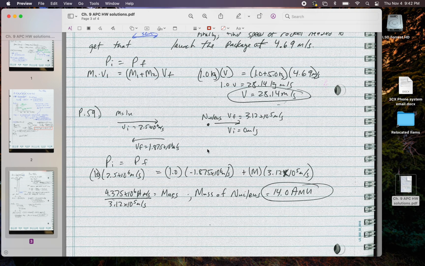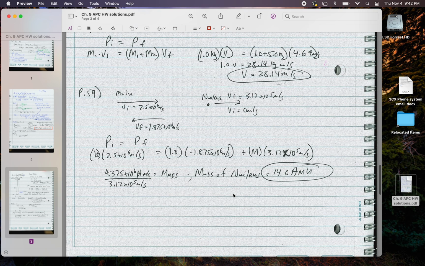This one is a pretty straightforward momentum problem, except it deals with exponents, and I want to get you used to that because it seems like people have been having a little bit of difficulty. So atomic mass units are a very small unit of mass. One atomic mass unit is approximately 1.67 times 10 to the negative 27th kilograms, I think.